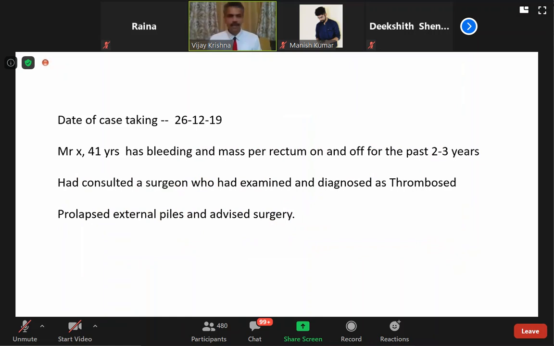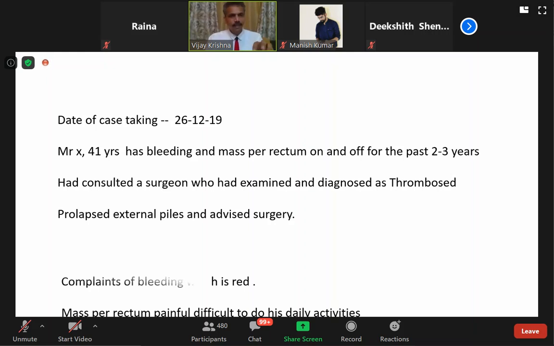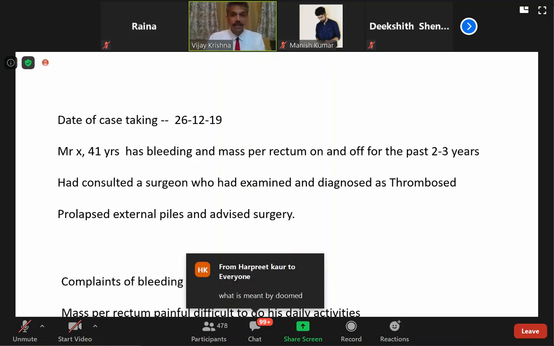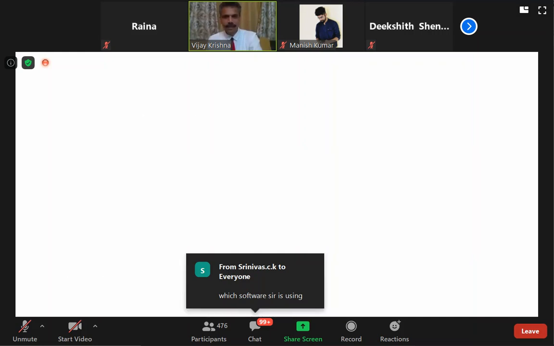We have 20 more minutes. We'll try to make this a little quick. One more case of a man with rectal pathology. We get a lot of rectal pathology cases. We get fissures, we get fistulas, we get perianal abscess, we get hemorrhoids, fine. So this is a case of a man who had thrombosed prolapsed external piles, and he was advised surgery for that. He had bleeding and he had pain.